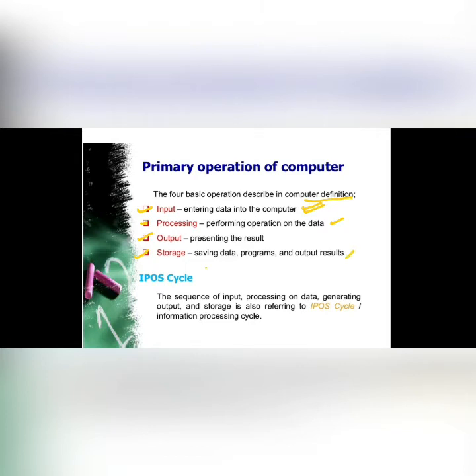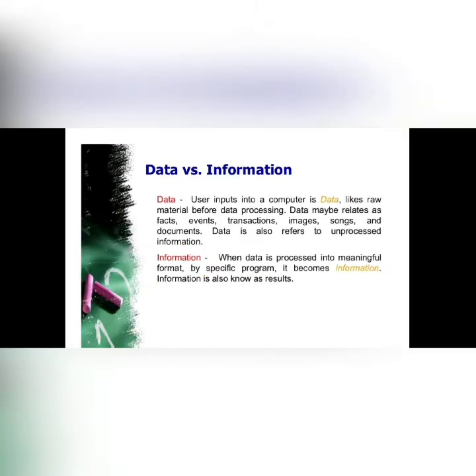And what is the IPOS cycle? Actually this is used for input, processing, output and storage. The sequence of input, processing on data, generating output, and storage is also referred to as the IPOS cycle, or information processing cycle.